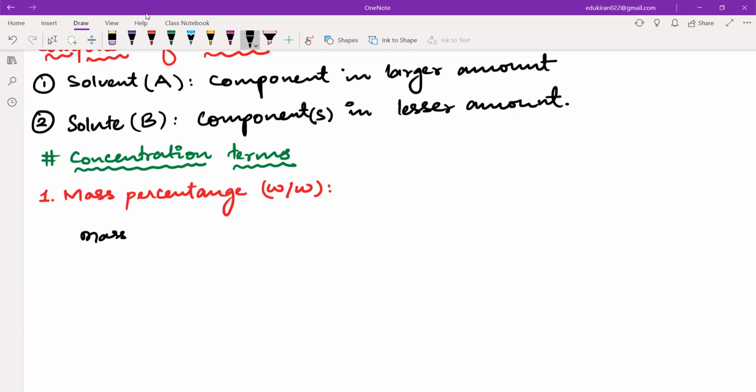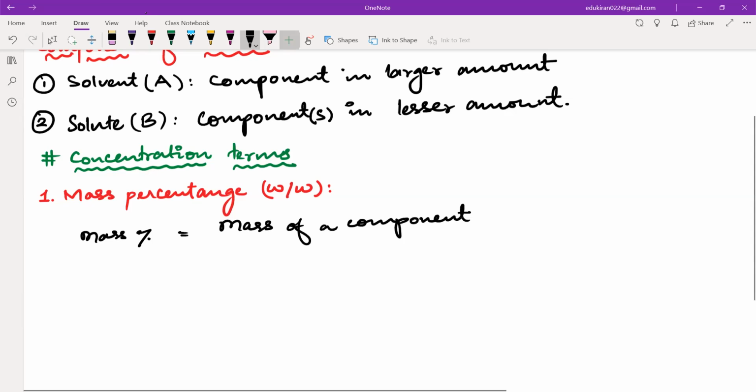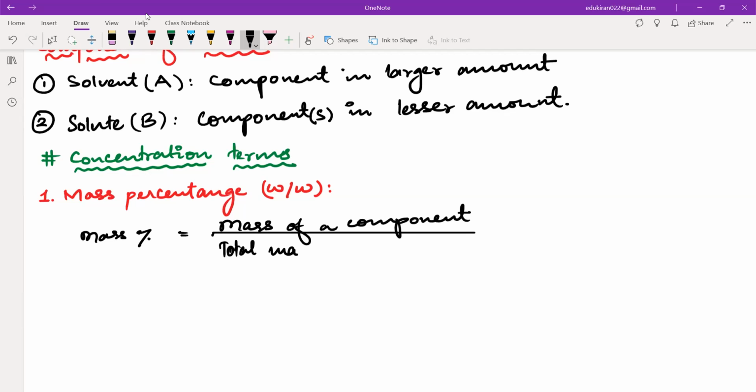So mass percentage is equal to mass of a component divided by total mass of solution, and then multiply this by 100. So you will get the mass percentage, right?